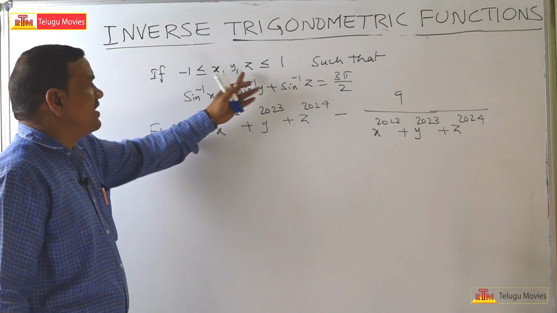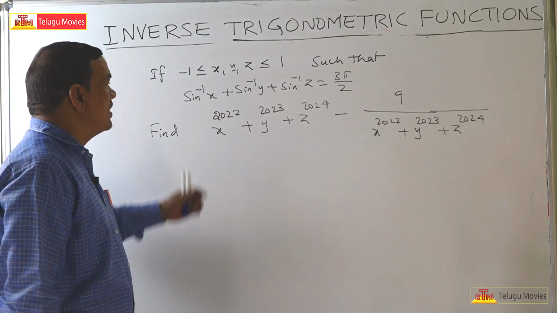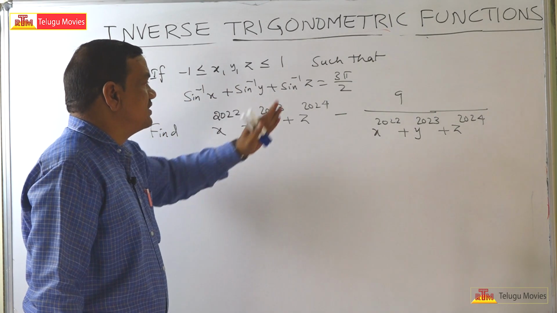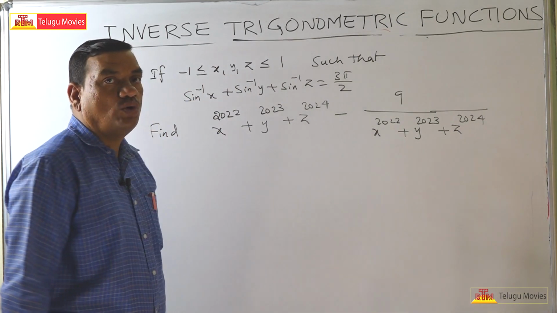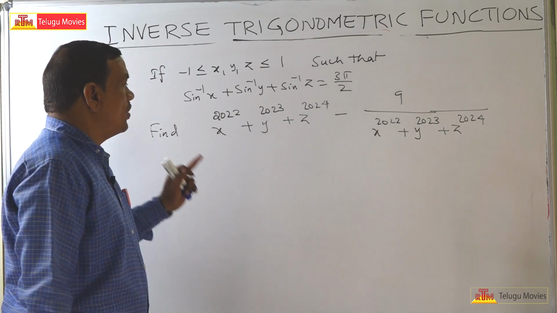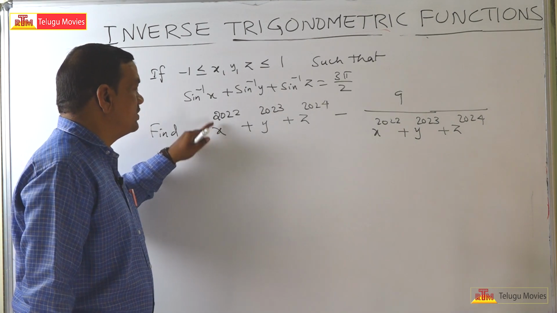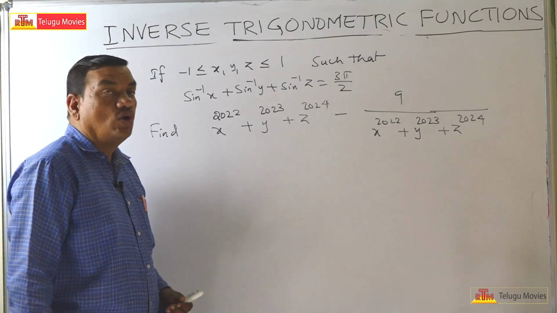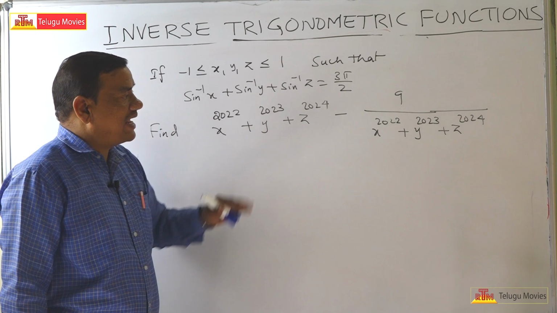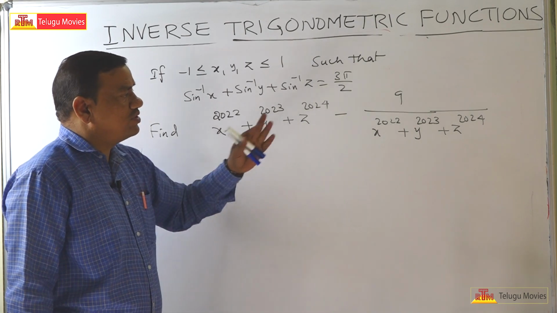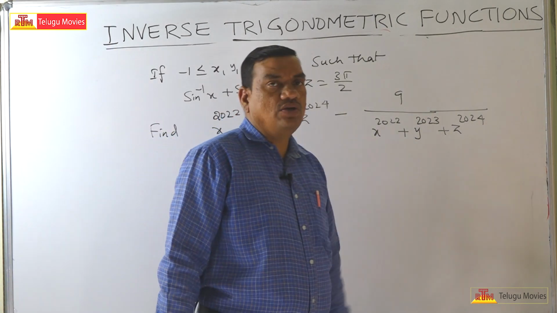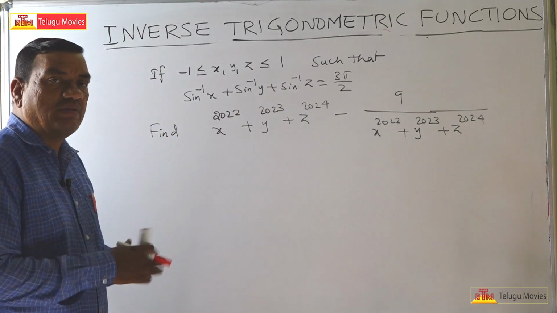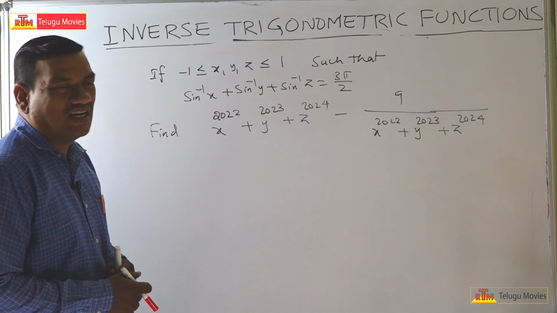Here x, y, z are 3 variables which lie between -1 and 1, such that sin inverse of x plus sin inverse of y plus sin inverse of z is equal to 3 pi by 2. Now we have to find the value of x power 2022 plus y power 2023 plus z power 2024 minus 9 upon x power 2022 y power 2023 z power 2024. Generally, students start doing arithmetic mean is greater than or equal to geometric mean like that. No need to do that.